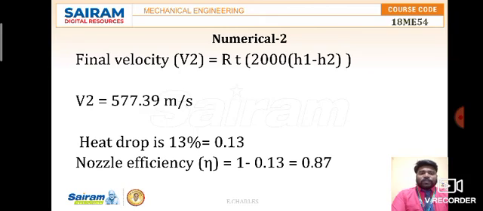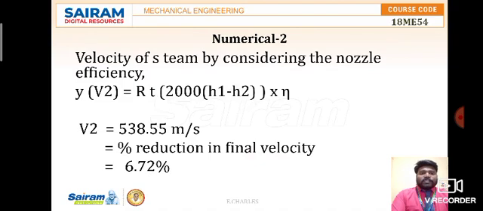Next is the heat drop, that is 13 percent, so we can take it as 0.13. So the nozzle efficiency is 1 minus 0.13, which is equal to 87 percent, that is 0.87.